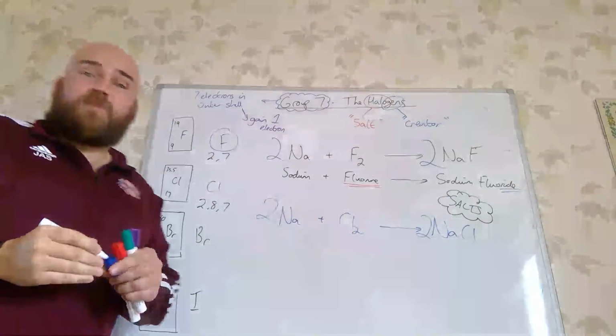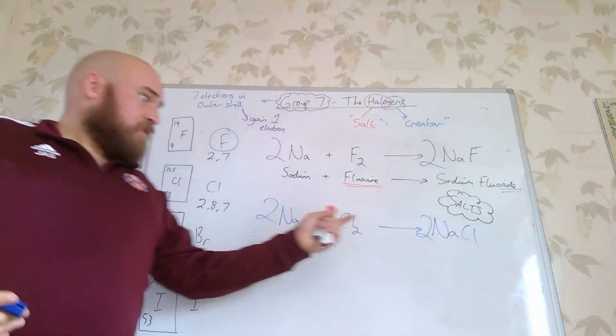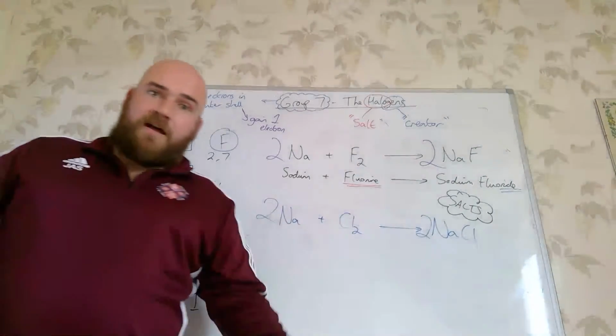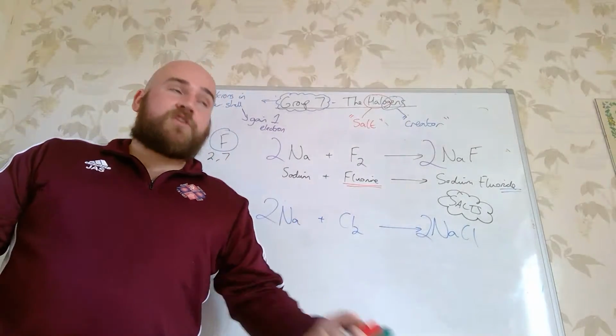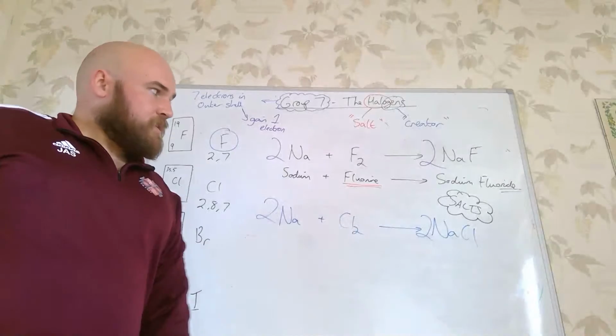So these things, when they react, fluorine becomes fluoride, which are salts. Chlorine becomes chlorides, which are salts. Bromine becomes bromides, which are salts. Iodine becomes iodides, which are salts. Okay, ionic solids, salts, and that's why they're called halogens.